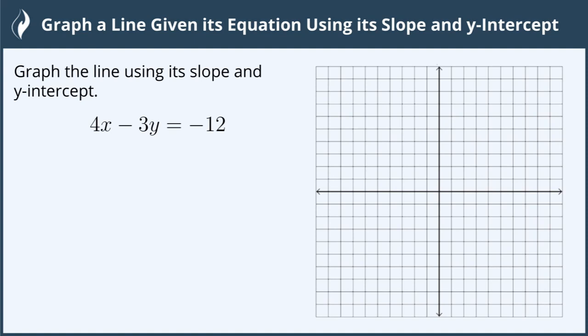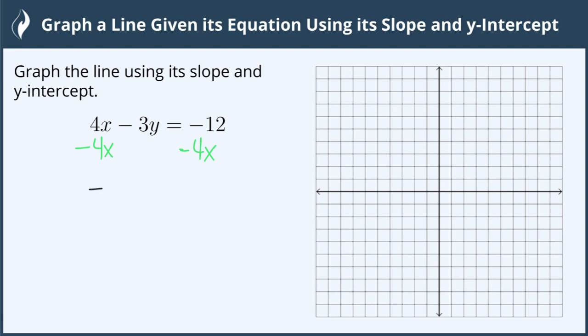Hi, in this problem, we're going to graph the line 4x minus 3y equals negative 12 using its slope and y-intercept. But in order to do that, we need to put it into slope-intercept form. So we're going to move the x to the right-hand side. That means we need to subtract 4x over. It is subtraction because it was a positive 4x.